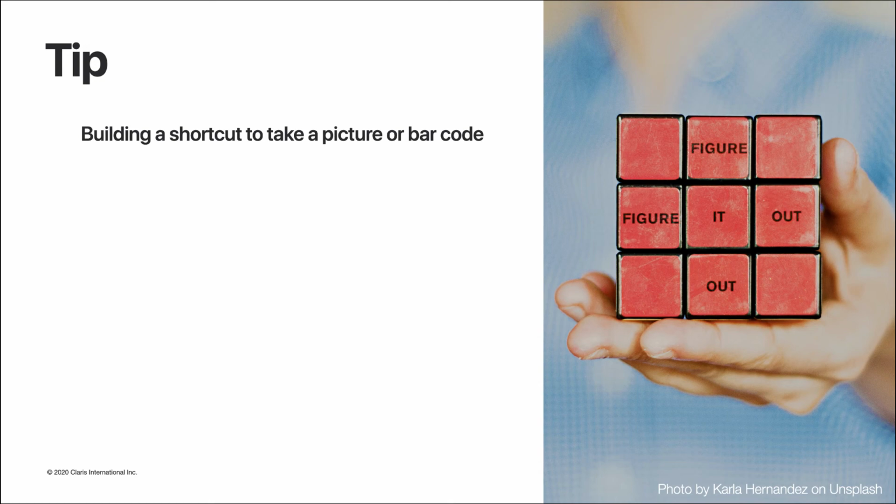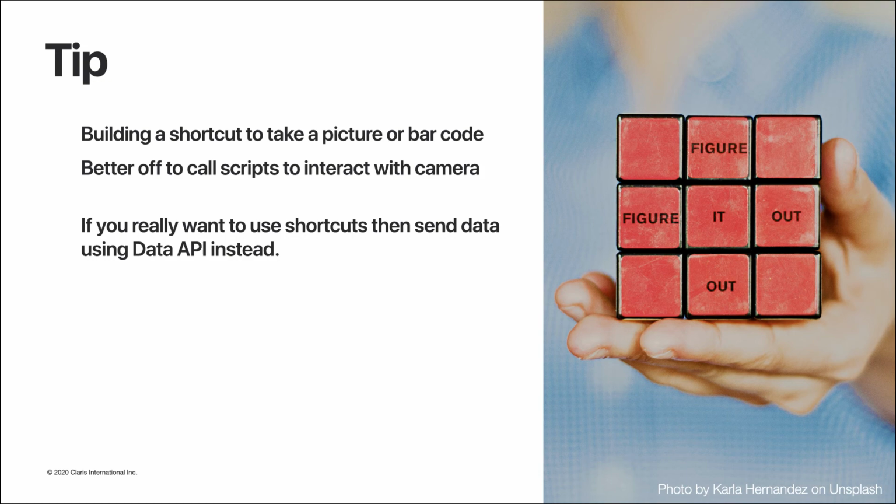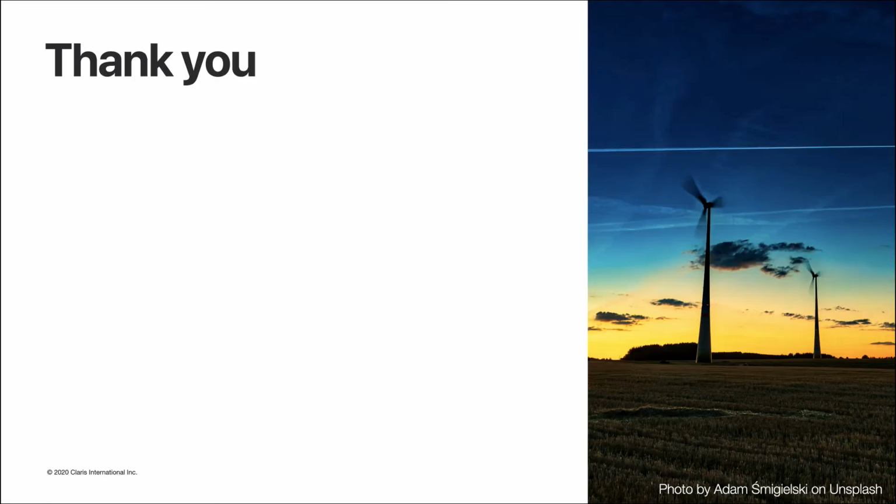It didn't send the whole picture. So I think the two options there would be to either connect to the data API, as one of the examples I had, to send it, or to just simply call a FileMaker script that will call the action to use the camera and take the picture right within FileMaker scripting. So yeah, better off to call the scripts to interact with the camera. If you really want to use shortcuts, then send the data using the data API, as I mentioned.